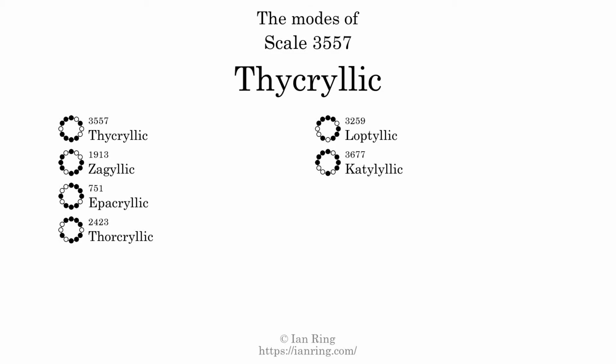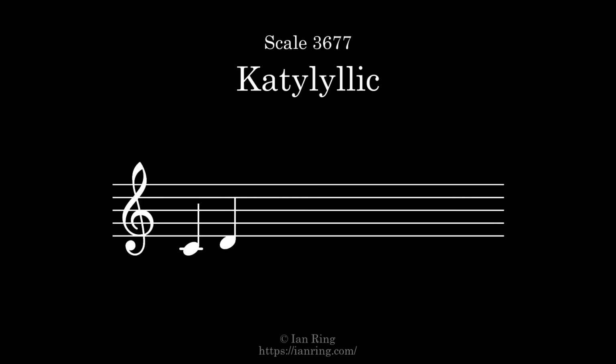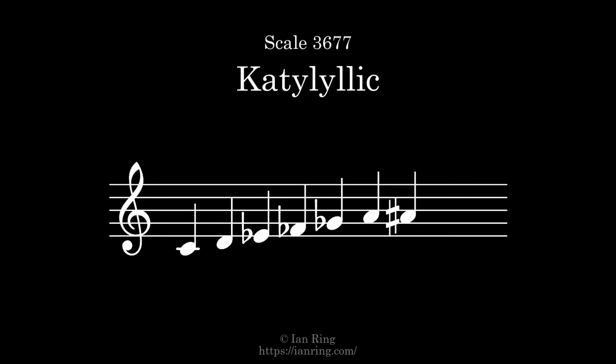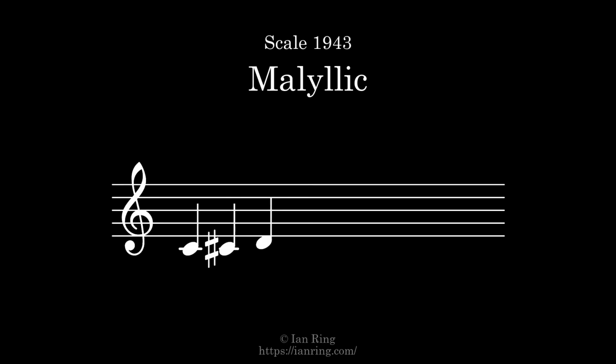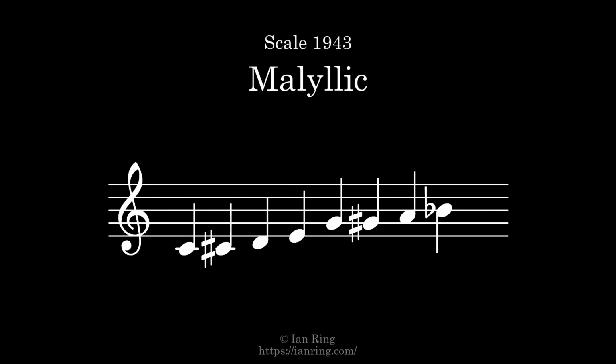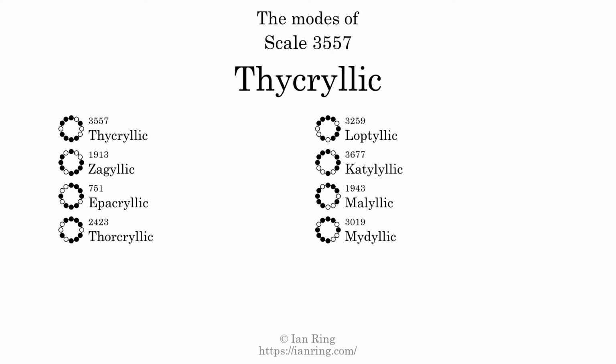The sixth mode is scale 3677, also known as octatonic. It sounds like this. The seventh mode is scale 1943, also known as melodic. It sounds like this. The eighth and last mode is scale 3019, also known as melodic. It sounds like this.